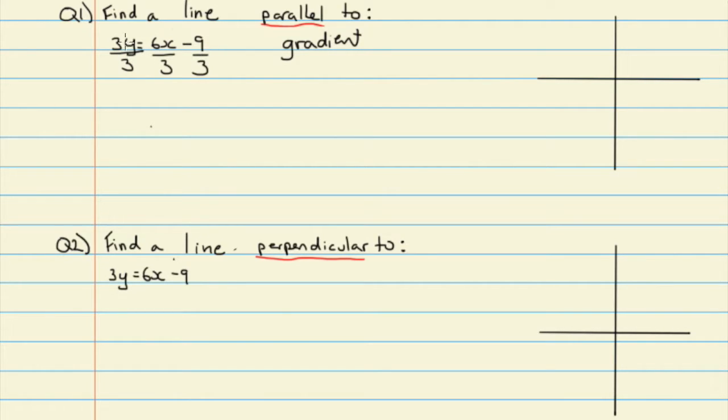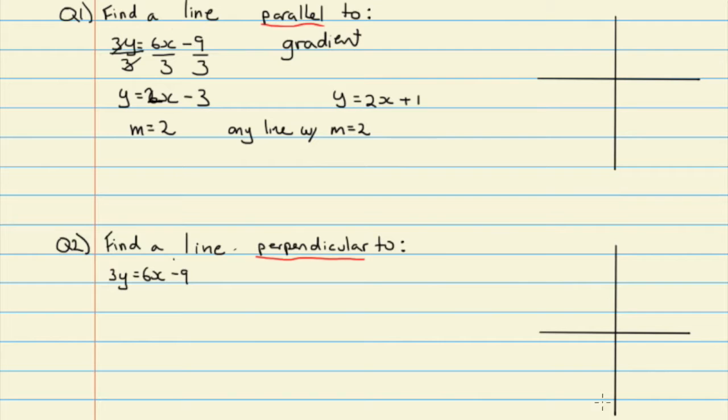So what I'm doing now is exposing my gradient by dividing by 3, getting this into my general form for a straight line. So this will be y equals 2x minus 3. So you can see that my gradient is 2. So a line parallel to this will be any line with a gradient that is 2. So I'm just going to pick a line, any line, y equals 2x, and I'll set a y-intercept of plus 1.